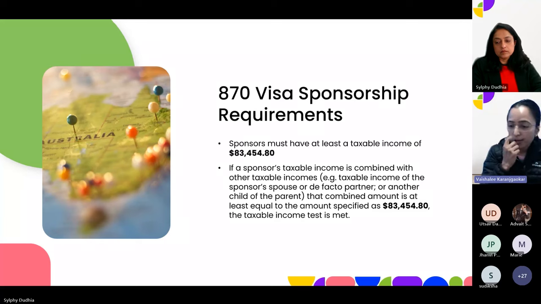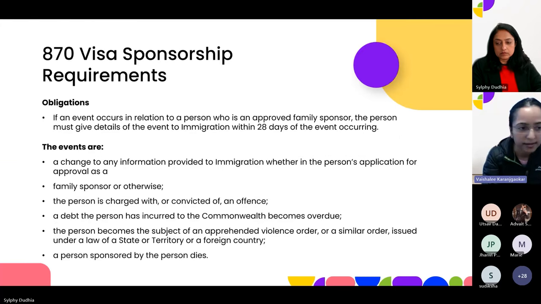Now, if you are sponsoring a parent, either the sponsor can contribute towards this taxable income requirement, or else if they have a spouse or de facto partner, they can combine their incomes too. In addition to a spouse, they can also combine this income with an Australian citizen or PR sibling. So in short, it can be combined, but in total, it should meet the minimum threshold, which is 83,454 at this stage.